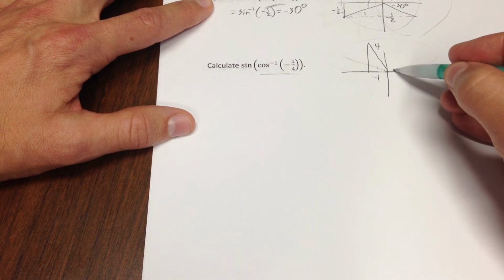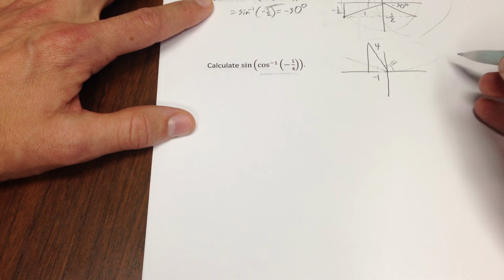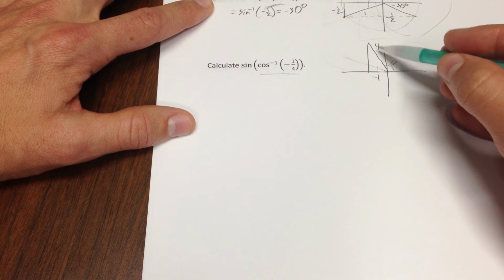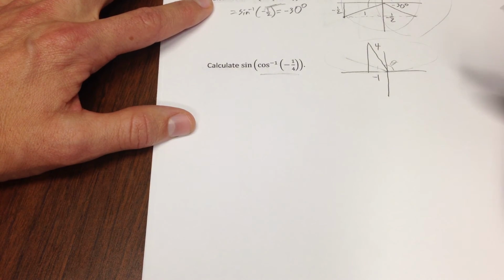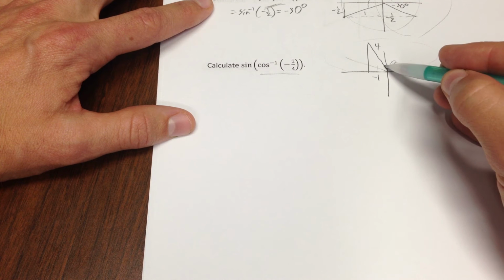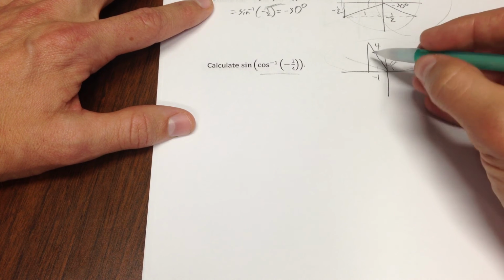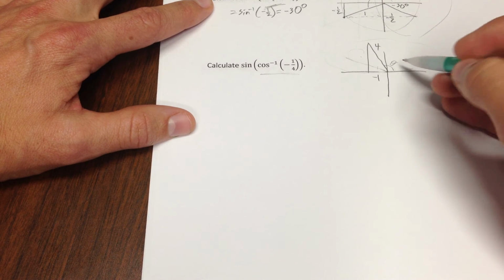That way, cosine of this angle, we could call it theta, is negative 1/4. So this inside piece is equal to theta. I don't have to know what theta is to then calculate sine of theta. Sine of theta asks what is the opposite over the hypotenuse. Well, I need to know what the opposite side is.